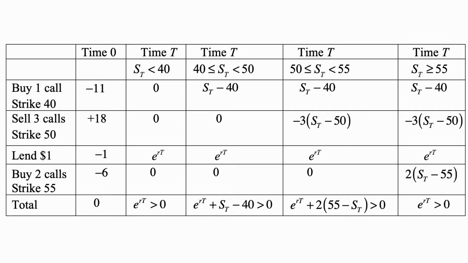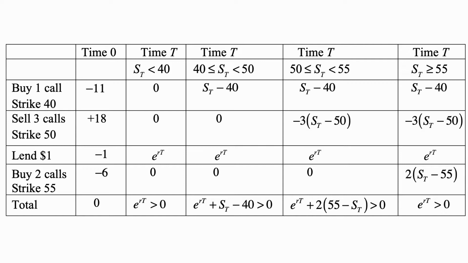At time t, if S sub t is between 40 and 50, then buy 1 call, strike 40, the payoff is S sub t minus 40. Sell 3 calls, strike 50, the payoff is 0. Lending of $1, the payoff is e to the RT. Buy 2 calls, strike 55, the payoff is 0. And the net payoff is e to the RT plus S sub t minus 40. That's positive because S sub t is greater or equal to 40.